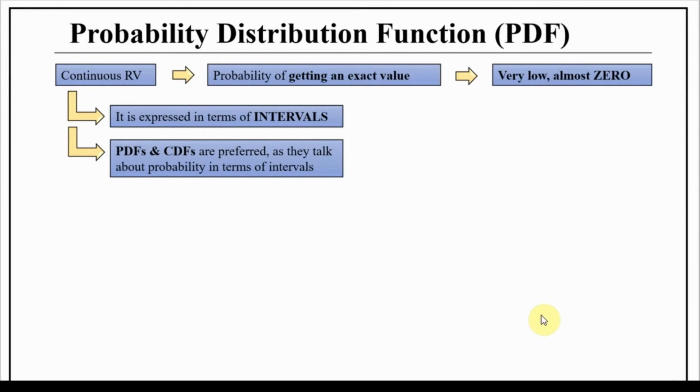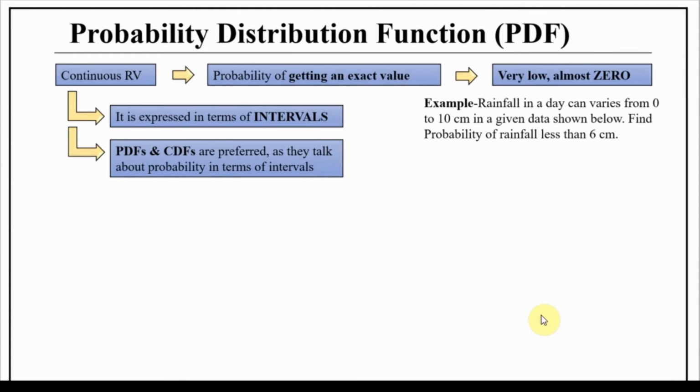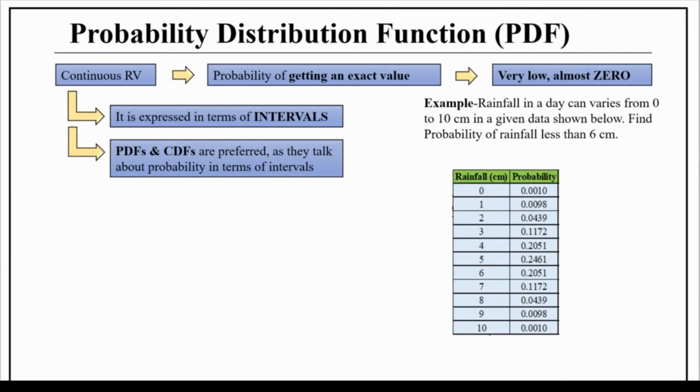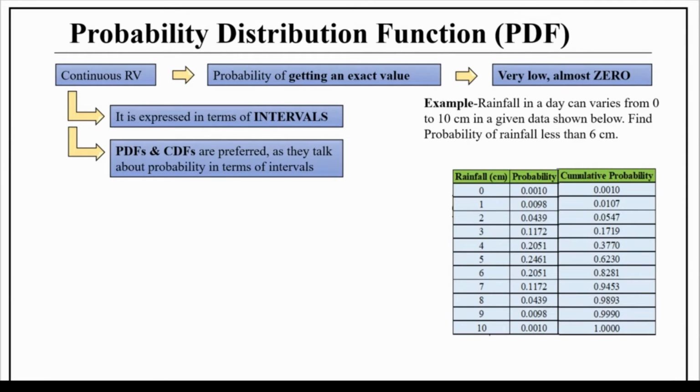Now let's understand it with an example. Here the question states that rainfall in a day can vary from 0 to 10 centimeter, and find the probability of rainfall less than 6 centimeter. In the given data, we have rainfall in centimeter and the corresponding probability of it happening. So we will calculate the cumulative probability as I have explained in the previous topic. Now we will draw both CDF and PDF probability line charts, and then we will find the probability of rainfall less than 6 centimeter.